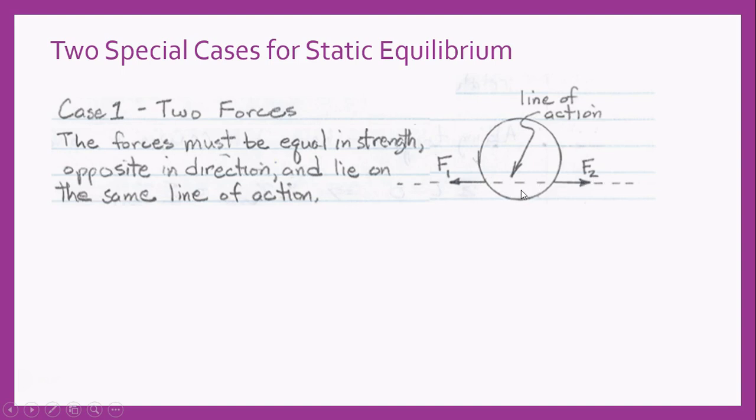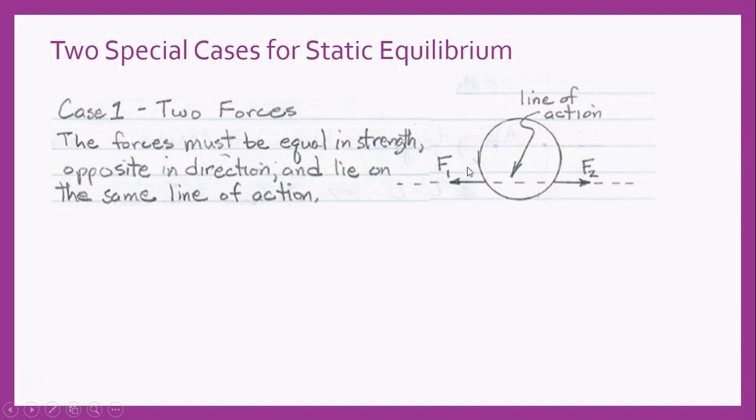Let's take a look at why they have to lie on the same line of action. If force 1 was moved up here closer to the center, its lever would still be the same, because any distance from the center of this circle to the circumference of the circle is going to be the same length. However, the angle between the force and the lever would be different, and that means that this lever arm would be shorter than this lever arm. So the torque creating the counterclockwise rotation would be greater than the torque causing the clockwise rotation.